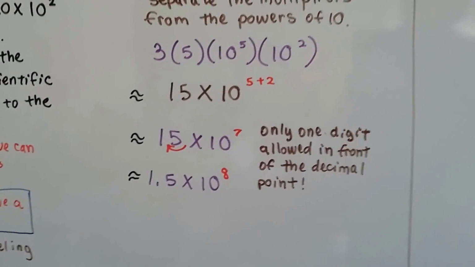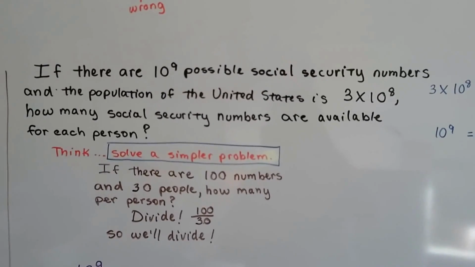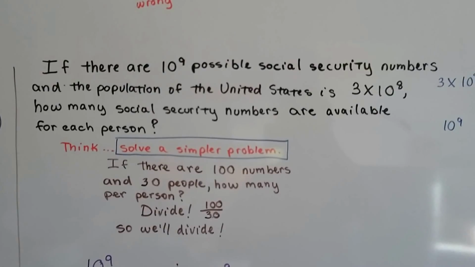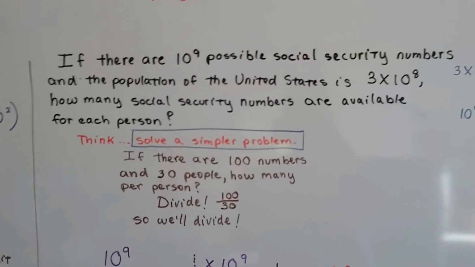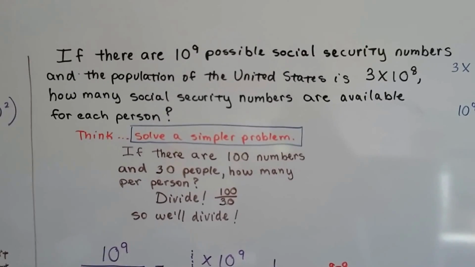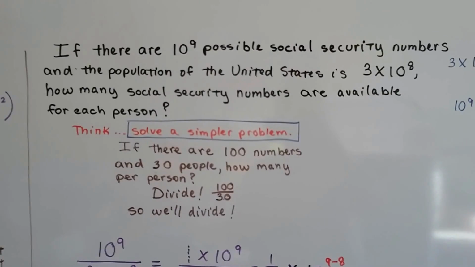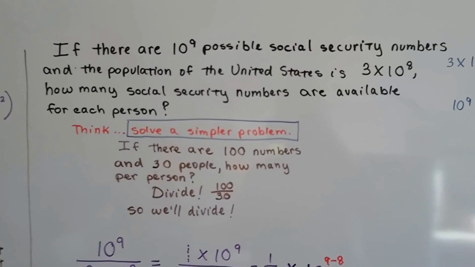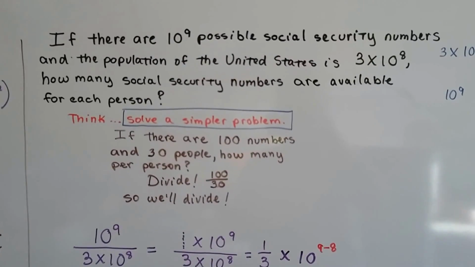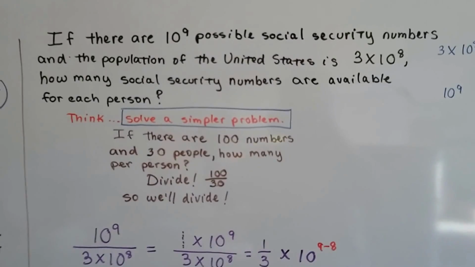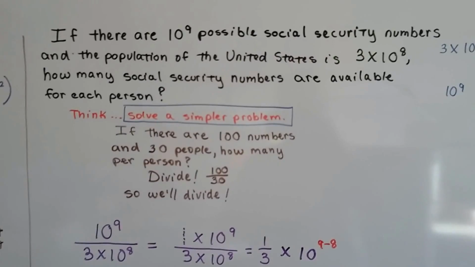Okay? Let's try another one, all right? If there's 10 to the 9th power possible Social Security numbers, because they're 10 digits long, there's 10 to the 9th power possible different Social Security numbers. And the population of the United States is 3 times 10 to the 8th power. How many Social Security numbers are available for each person? So in reality, everyone only gets one Social Security number in the United States, but they're saying that there's so many of them that if they did give them out to everybody, how many numbers would everyone end up having?